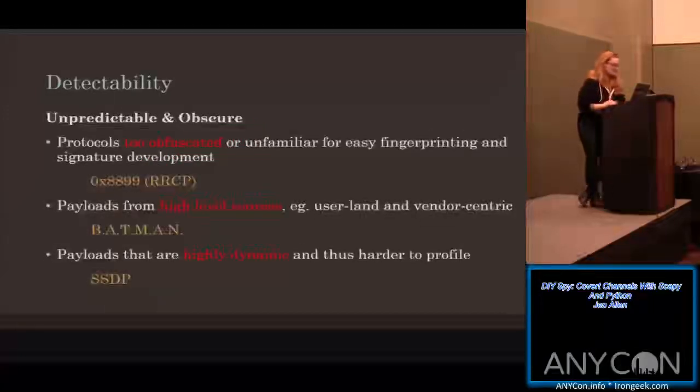Okay. So, as well as unpredictable and obscure protocols that are too obfuscated or unfamiliar for easy fingerprinting and signature development. I caught some 0x8899, which is the RRCP protocol. And I was like, what is that? I spent a little while tracking it down. It actually is a layer 2 protocol from a switch. It's like pretending to be a managed switch. It's actually a dumb switch, but it uses this protocol and you can actually get it to do some rudimentary management over the network. And it broadcasts by default unless you set a pin.